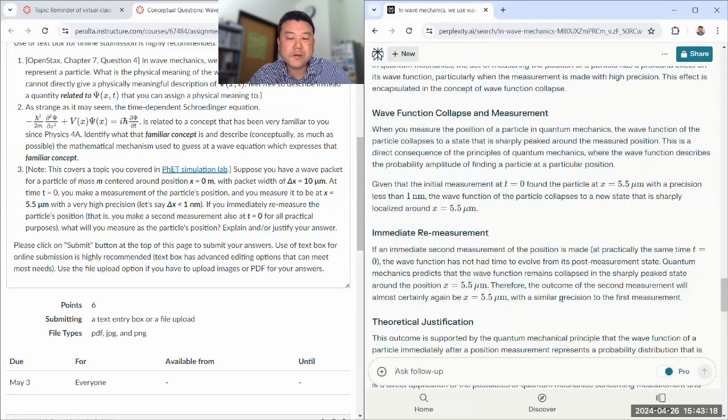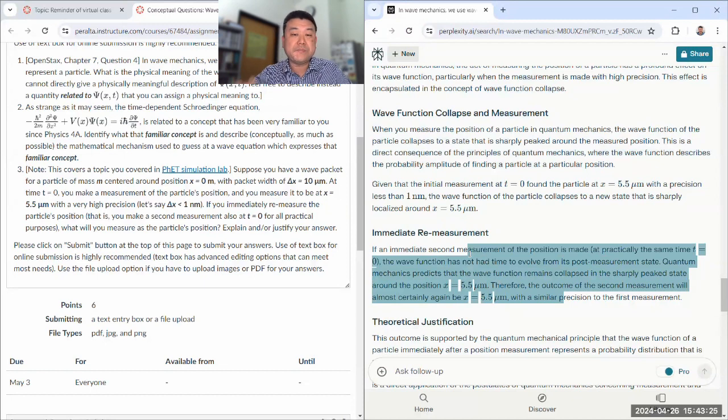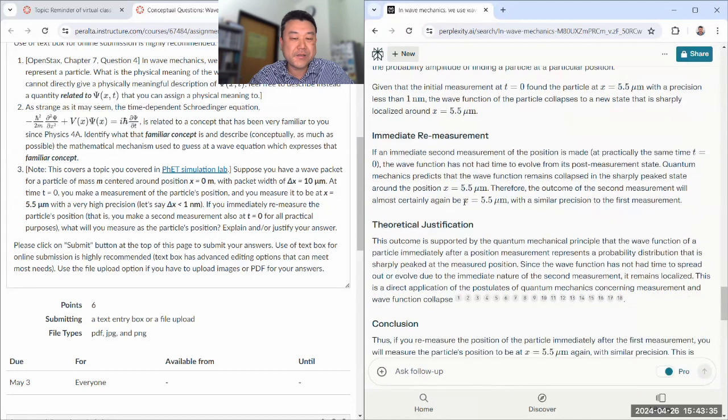And if it worked any other way, a measurement would have no meaning. How do you even verify a measurement? When you measure the same thing twice in quick succession and get two different results, science cannot work that way. So yeah, immediate remeasurement would make it so that you get it at the same position. Now, in the simulation lab, you will see what the time evolution for the collapsed wave function looks like. It's fun.